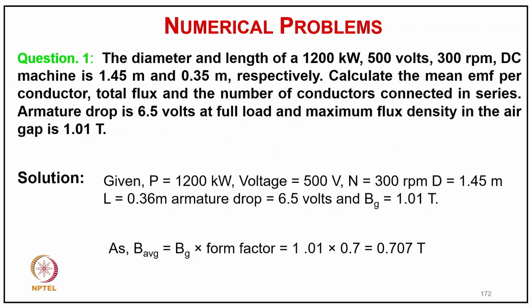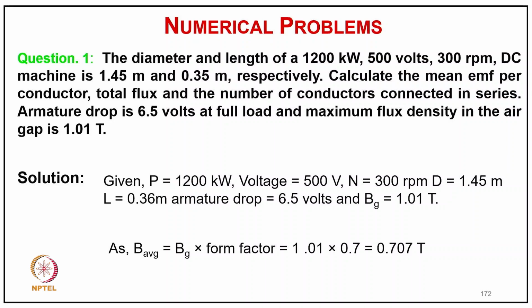Now coming to numerical problems. Question 1: the diameter and length of a 1200 kilowatt, 500 volt, 300 rpm DC machine are 1.45 meter and 0.35 meters respectively. Calculate the mean EMF per conductor, total flux and number of conductors connected in series, if armature drop is 6.5 volt at full load and maximum flux density in the air gap is 1.101 Tesla. Given solution: P equal to 1200 kilowatt, voltage is 500 volt and 300 rpm, D is 1.45 meter and L is 0.36 meter.